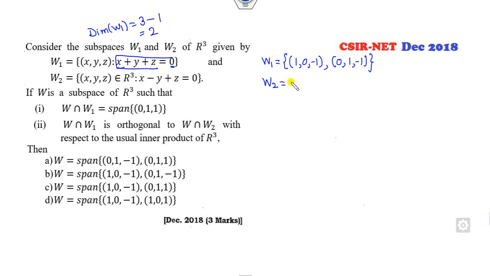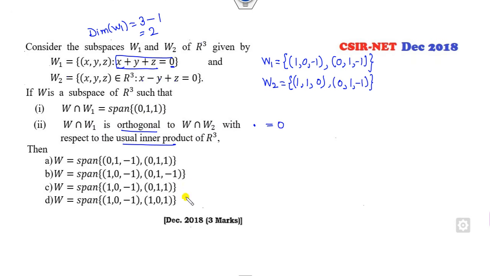Can you find the elements of W2? Again, the dimension of W2 is 3 minus 1, 2. So x plus z is my y. So I can say x, z is this, so y will be 1. This is the first pair. Second, if I take x is 0, y is 1, then z will be minus 1. Fine. W intersection W1 is given to be the span of this, which is fine. And what is the meaning of orthogonal? The dot product is 0 because it's the usual product.